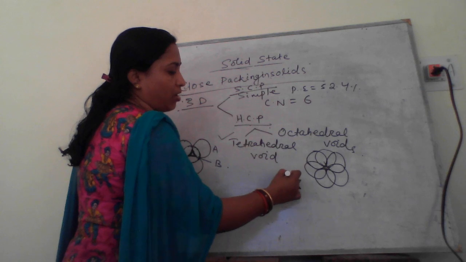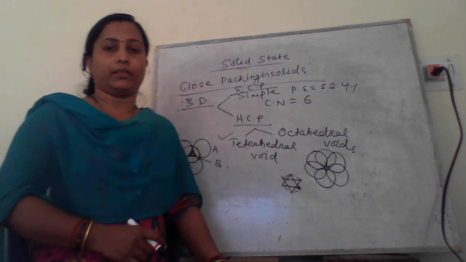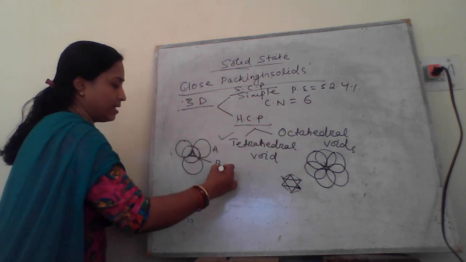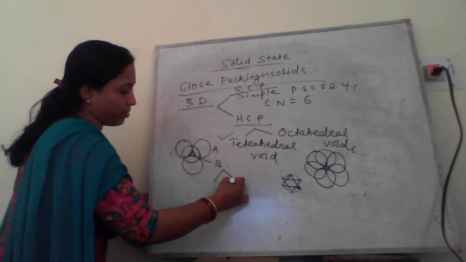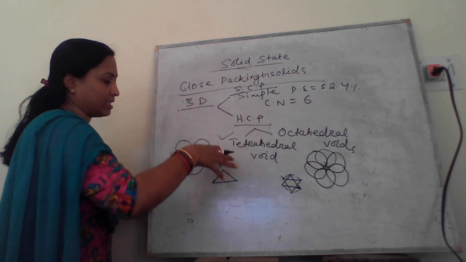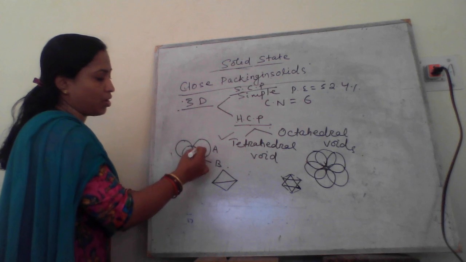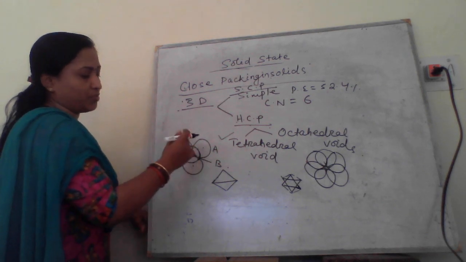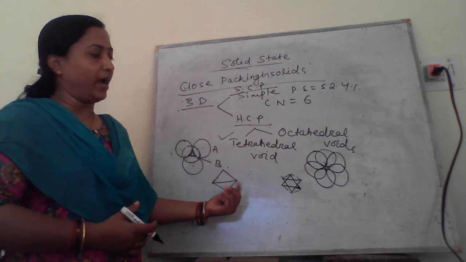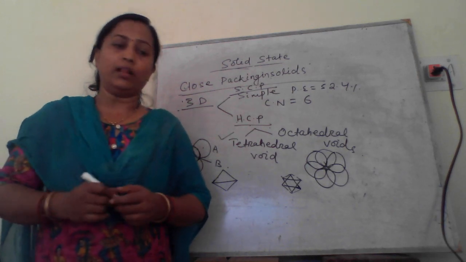And when we join these corners, we have a regular octahedron. So this is known as octahedral void, and this is known as tetrahedral void. A triangle is formed in the first layer, then we put a sphere above this triangle. So if we join the centers of these four spheres, a tetrahedron shape is formed. So this is tetrahedral void, and an octahedral void is formed here. So this is known as octahedral void.